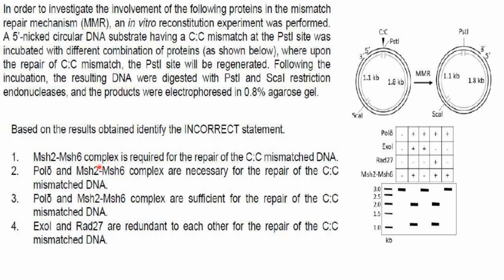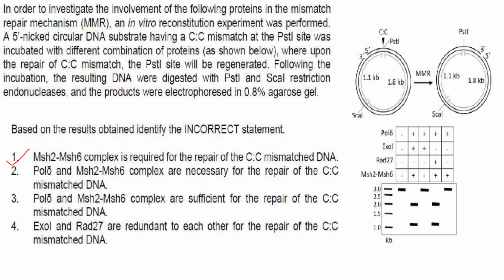MSH2 MSH6 complex is required for the repair of the CC mismatched DNA. If you see here, upon addition of MSH2, you get the repaired band. But with the same enzyme combination, without MSH2 MSH6 being added, you don't get the repaired band. So the first statement is correct. Then, Pol delta and MSH2 complex are necessary for the repair of the CC mismatched DNA. That is also correct. Pol delta and MSH2 MSH6 complex.